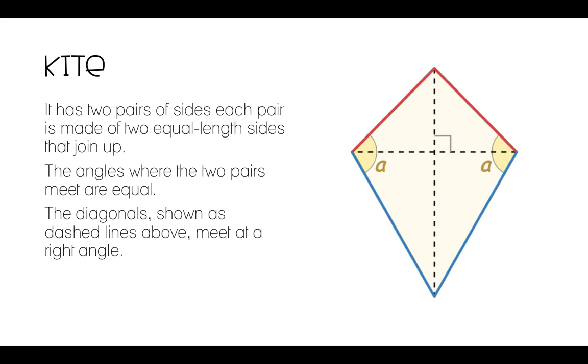A kite. Now a kite's a little bit different. It has 2 pairs of sides. Each pair is made up of 2 equal lengths. So you can see here, here's a pair of side lengths and they're equal. And here's another pair of side lengths and they are equal. Now the angles where the 2 pairs meet are equal. Now if we drew a line down the middle and a line across, this is a 90-degree angle. So we have a triangle there as well.